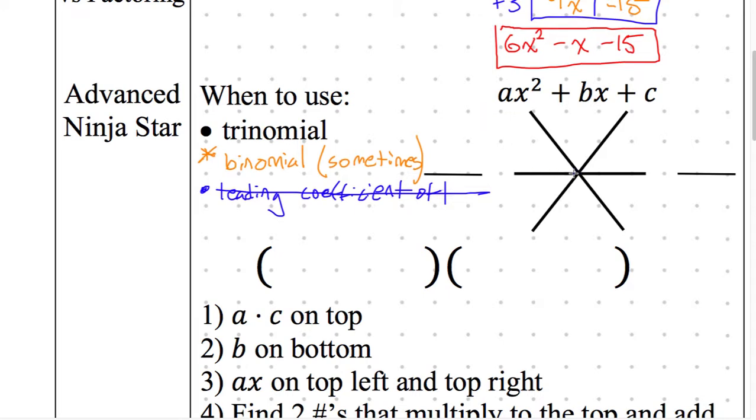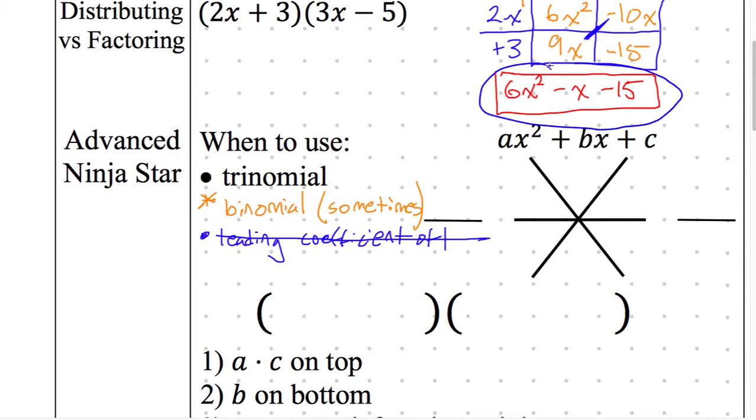Notice that I'm adding a little bar here. So it's not just an X, it's kind of like this snowflake, or what I consider to be a Ninja Star. Here is how to use the Ninja Star. Let's pretend that we're starting with 6x squared minus x minus 15. That's our problem. The problem looks like that on the test and says factor that guy, 6x squared minus x minus 15. How are we going to do it?